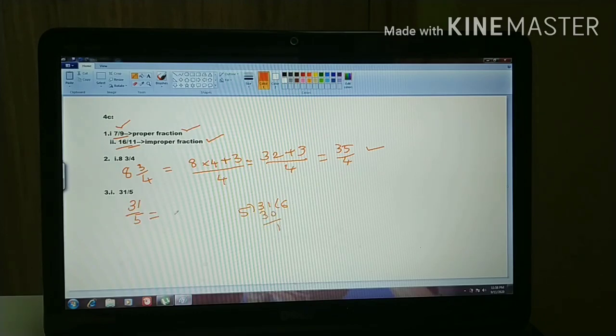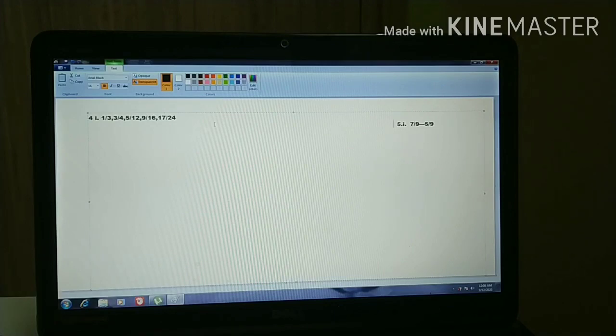Now write down this quotient part first. So 6 plus, what is the remainder? Write it down. After that write down the denominator as it is. Now your fraction will become 6 1 by 5. This is your mixed fraction, 6 1 by 5. Your remainder is 1 here. Quotient part is 6. Like that you have to convert into mixed fractions. Next see another problem.